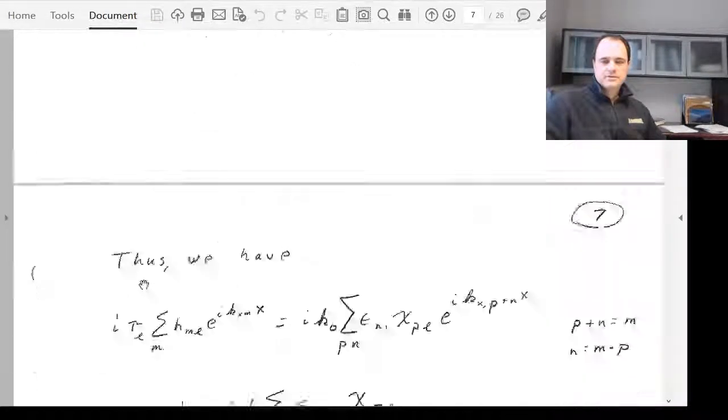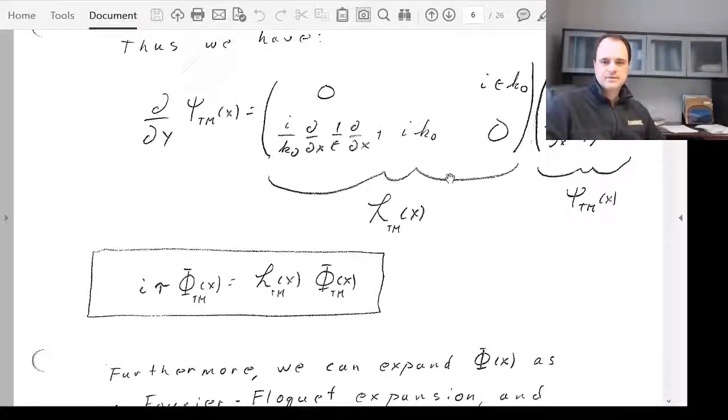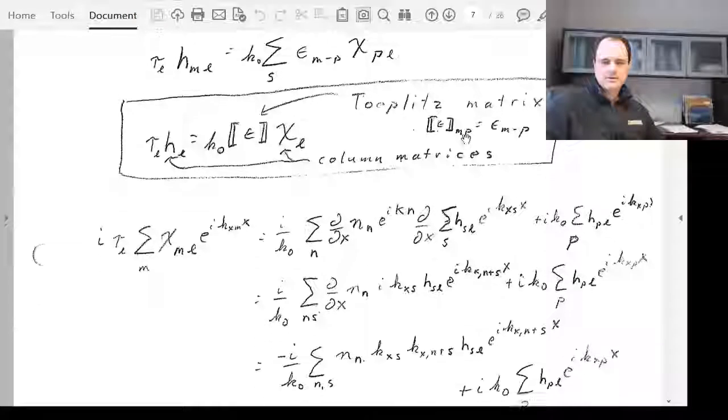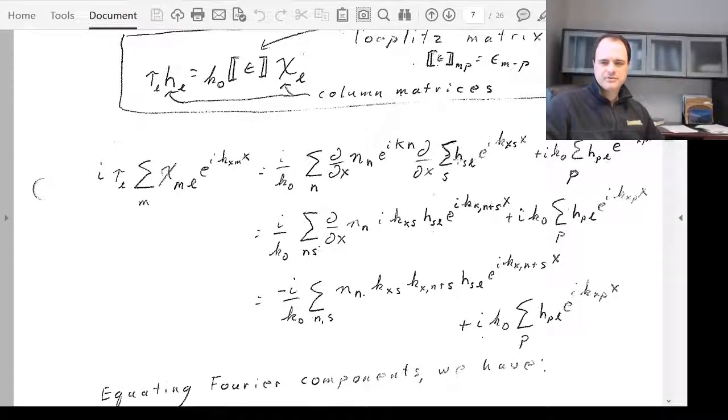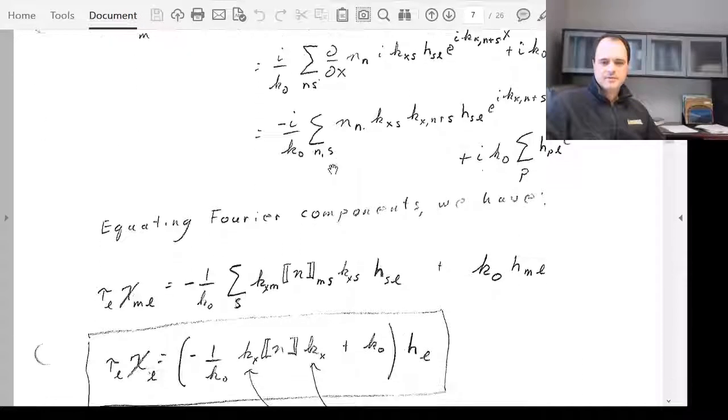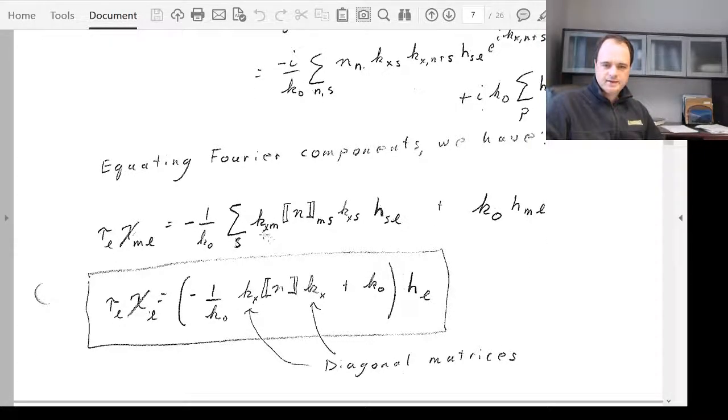Now we work with the second equation, the second equation that comes from this row. All right, and we do the same thing. A little bit longer. We have some derivatives in there. But once you get down to it, you get this right here. And again, you have another Toeplitz matrix right here. So we have the sum over s, and so we have kx times eta Toeplitz times kx again times the expansion coefficients plus k naught h sub n. All right, putting this in matrix notation, this is what we have.